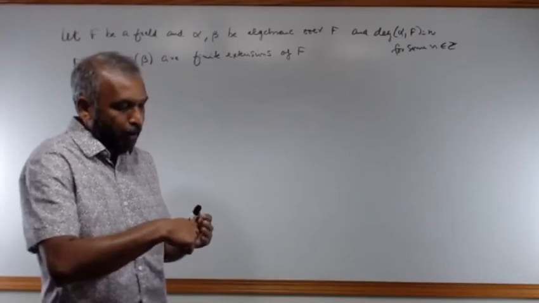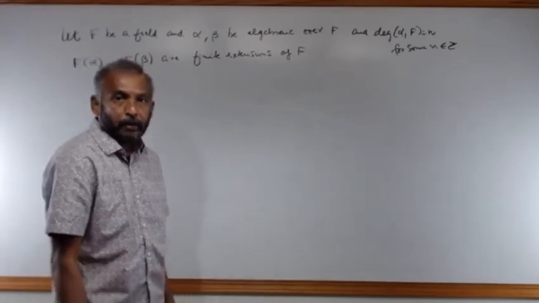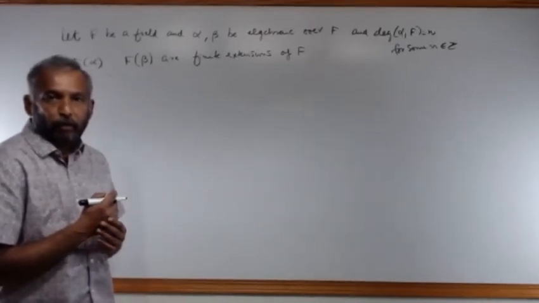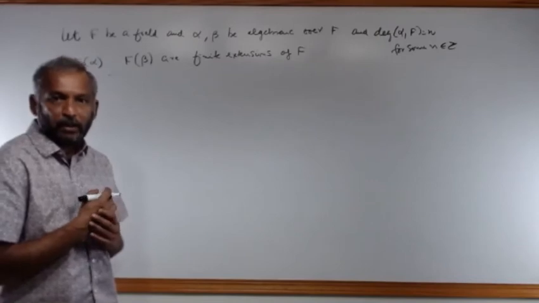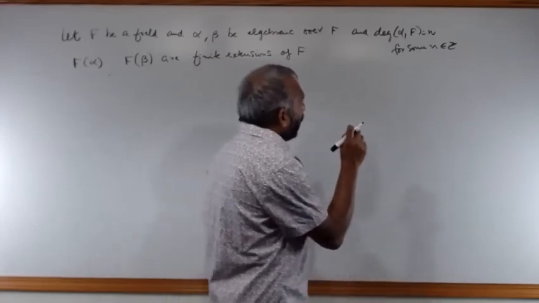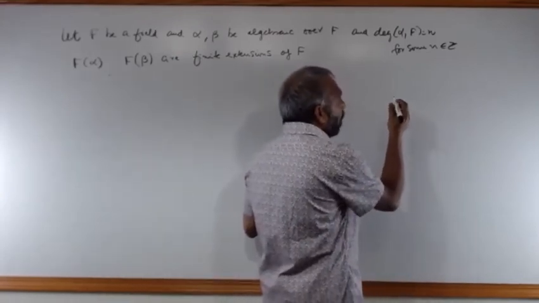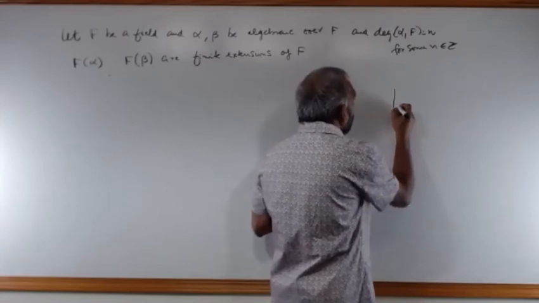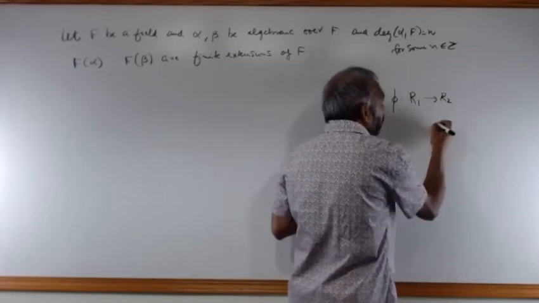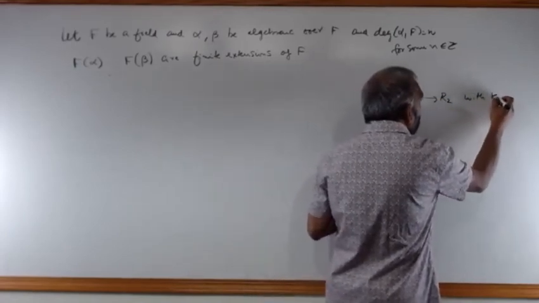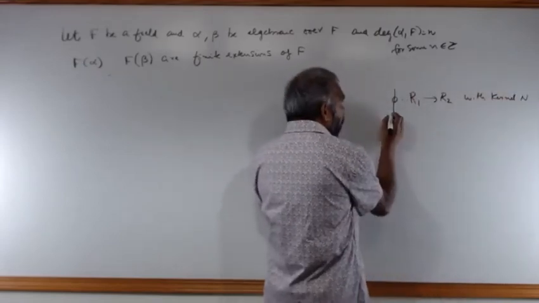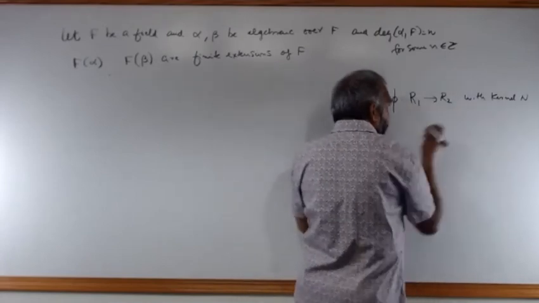That means if alpha and beta are conjugates, then there exists an isomorphism from the simple extension of alpha to the simple extension of beta. So before we go there, I want to touch base with a result from ring homomorphism. So let phi be a homomorphism from R1 to R2 with kernel N.